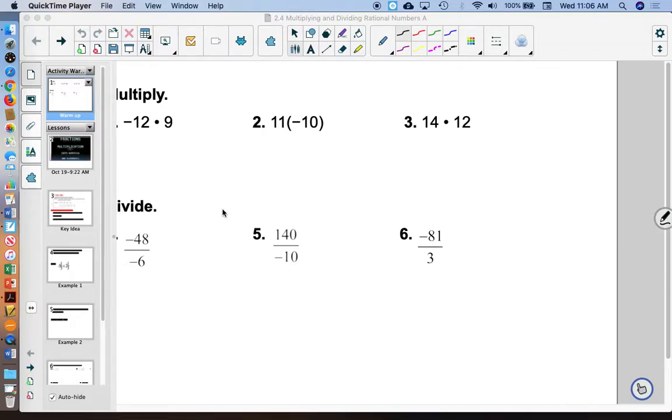The ultimate goal will be to multiply and divide rational numbers. So we know by saying rational numbers, we're going to be looking at positives and negatives. We're also going to be looking at fractions and decimals. Okay?